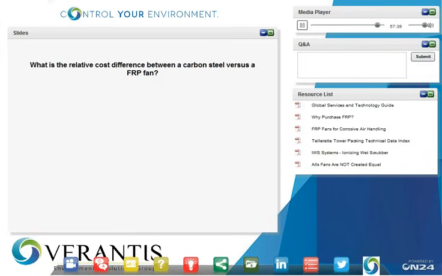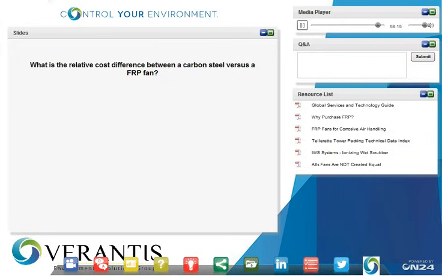What is the relative cost difference between a carbon steel versus an FRP fan? Well, in general, carbon steel fans are less expensive. To what degree varies based on the size of the fan. The critical thing in determining a steel fan versus an FRP fan is the corrosive environment and the airstream that the fan is operating in.